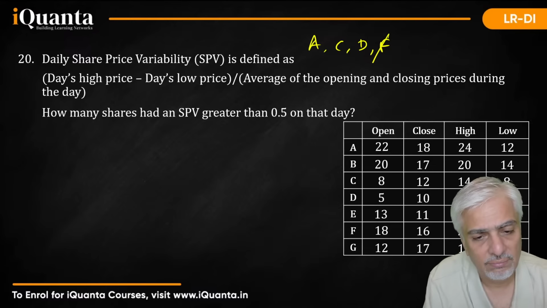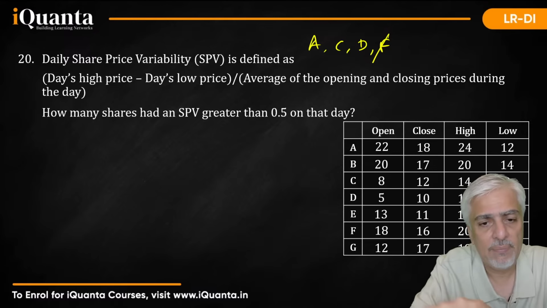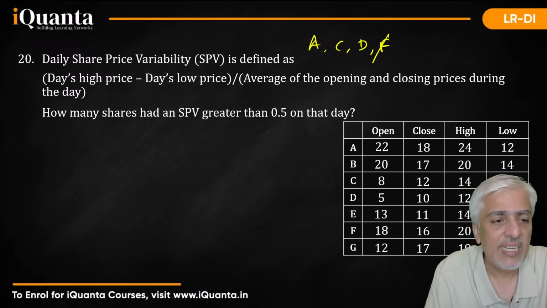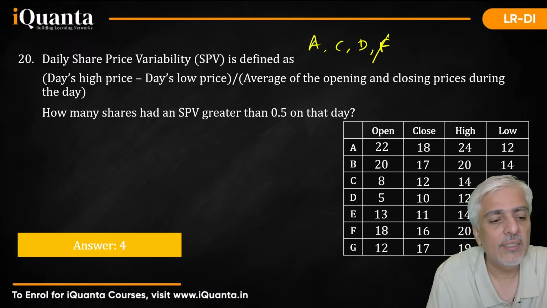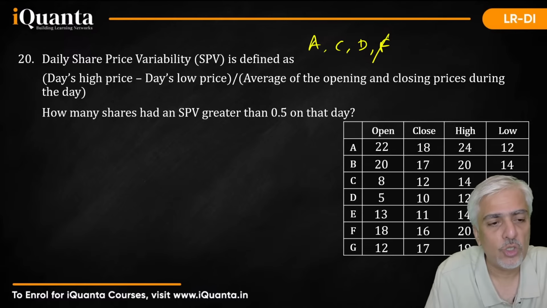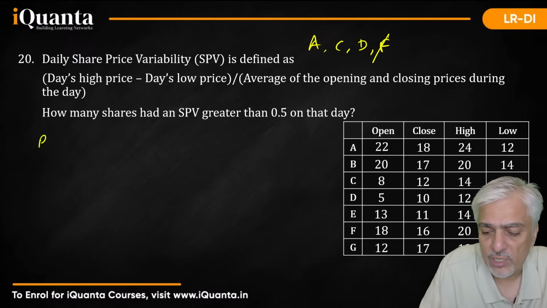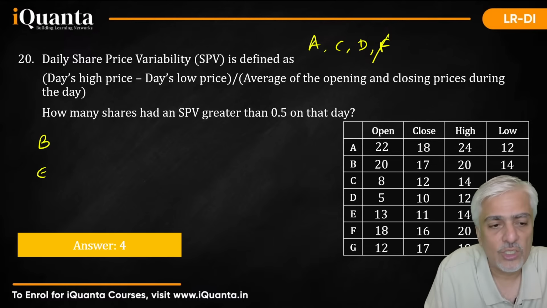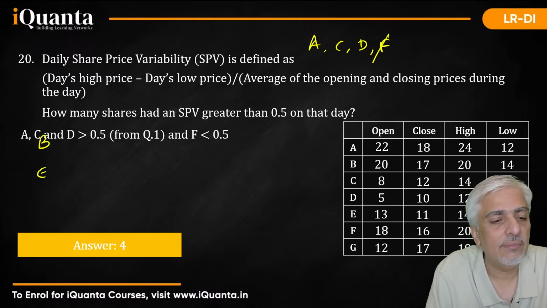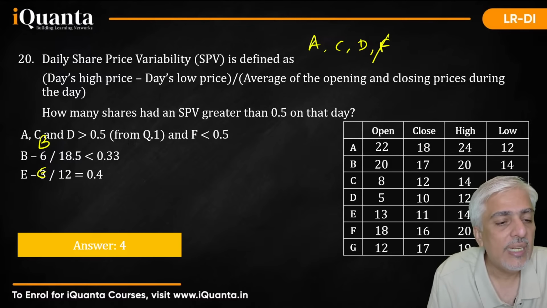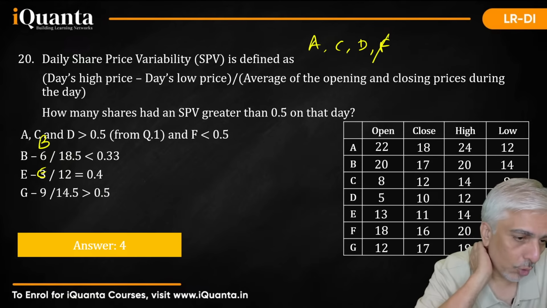B, E, A, B, C, D is, and yeah, B, E, and G. There were only 7, not 8. So over here, when you have to solve the remaining, what will you get for B? You'll have to calculate. E, you'll have to calculate, and so on. So B is less than 0.33, so out. E is 0.4, out, and G is 0.5 exactly. So greater than 0.5. Okay. So answer is 4.